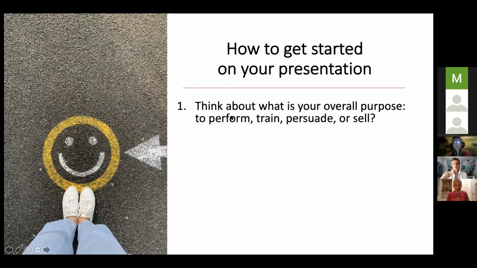So you want to think about what is your overall purpose? Do you want to perform something? Are you training your audience about something? Are you trying to convince them of some point? Or are you trying to sell something? I would say with research, you're trying to either persuade them about something. You might be training them about something that you've studied. Maybe not performing and maybe not selling, but it could be, right? So you're going to think about what am I doing here? What is my point?